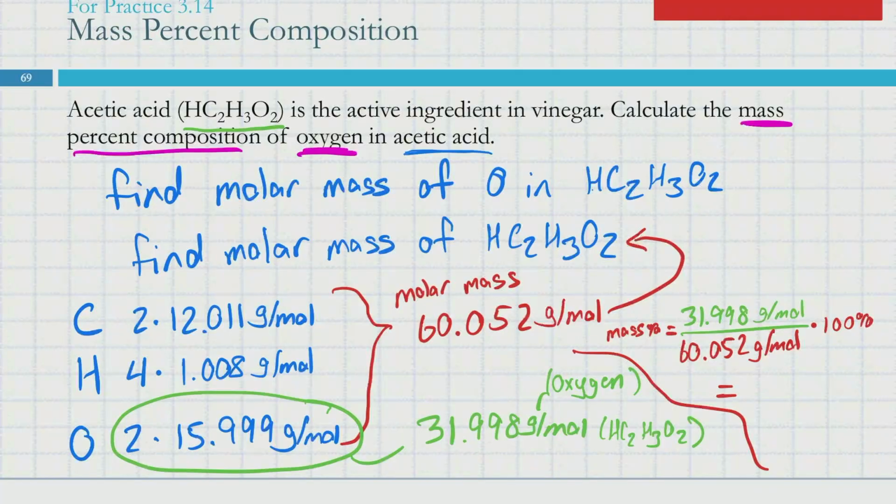So 31.998 divided by our whole thing times 100. And we get 53.28%-ish. Would actually be 284. That should be correct for significant figures. Questions?